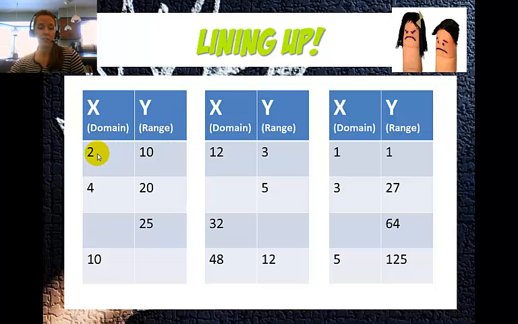You might look at this first one and say, oh, 2 and then 10. Maybe we add 8 every time. Well, 4 plus 8 is 12, so it's not going to be that relationship. You'd say, well, you could also say 2 times 5 is 10. Well, 4 times 5 is going to be 20, so that matches up. So what number times 5 is 25? 5. 10 times 5, then once we figure that relationship out, is 50. If I were to plot these points, 2, 10, 4, 20, 5, 25, and 10, 50, they would make a perfectly straight line. So you need to be able to look for those relationships.